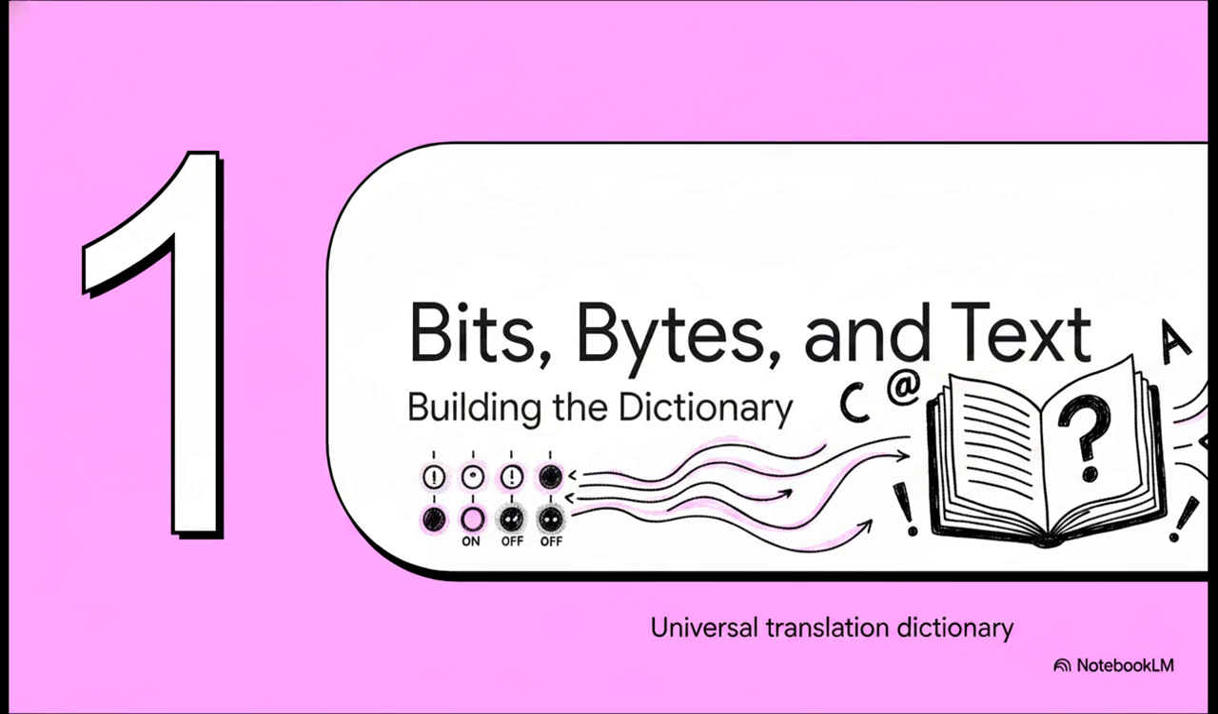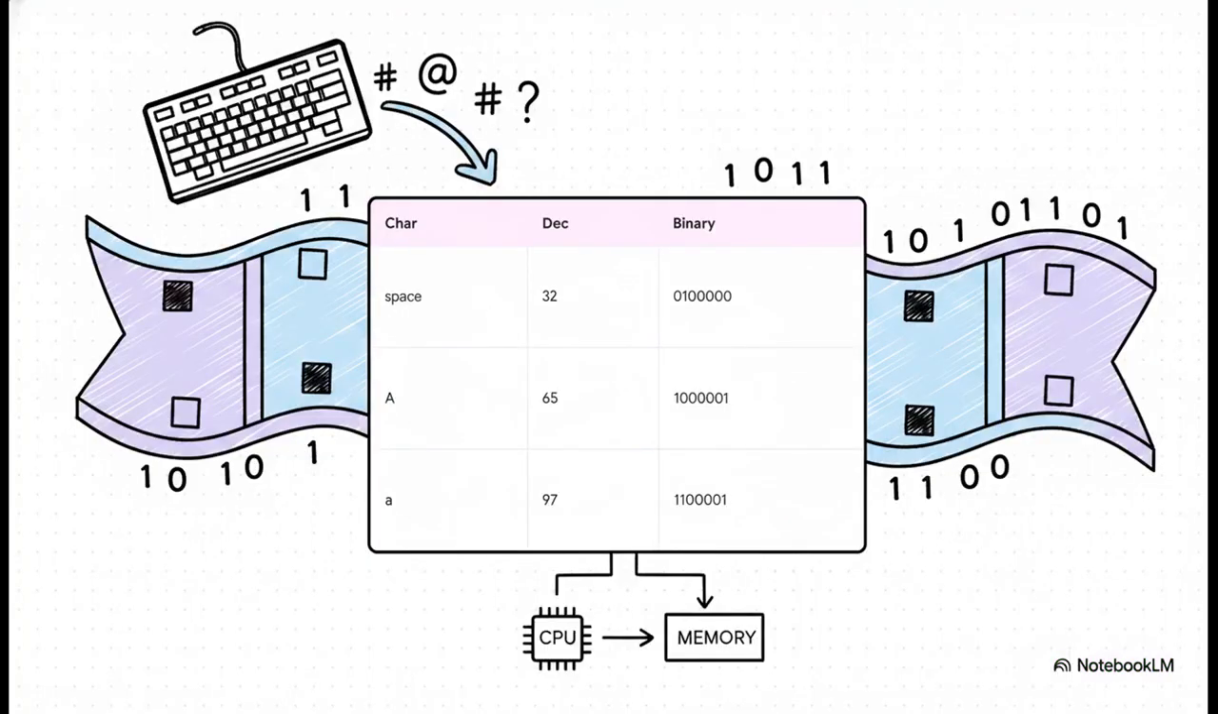This is where we build the Universal Translation Dictionary. To solve that whole email problem we just talked about, computers group those tiny light switches into things called bytes, which are just sequences of 8 bits. And to actually make sense of them, early computing pioneers essentially wrote a universal translation dictionary. Notice how every single character on your keyboard, even the blank space, has a completely unique 7-bit ASCII code. This was developed way back in 1963.